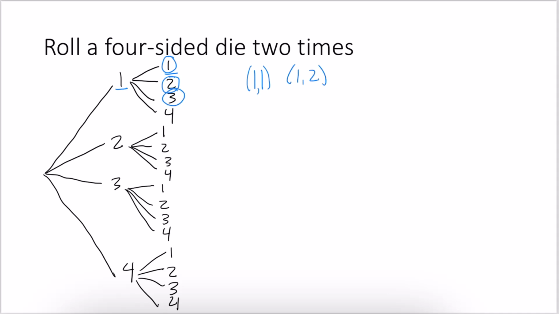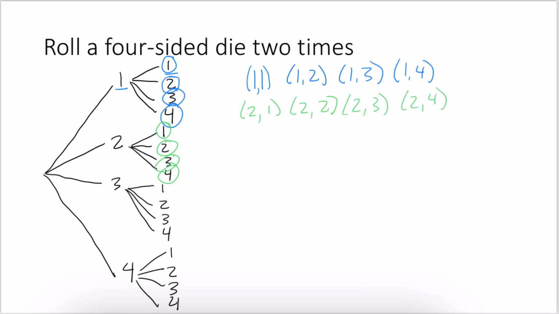And then for this one, I would have a 1 and a 3. For this one, I would have a 1 and a 4. And then I'll go ahead and keep doing this. So this outcome would be getting a 2 and then a 1. This outcome would be getting a 2 and a 2. This outcome would be getting a 2 and a 3. This outcome would be getting a 2 and a 4. And then this one would be getting a 3 and a 1. This would be getting a 3 and then a 2. This would be getting a 3 and a 3. This one would be getting a 3 and a 4.